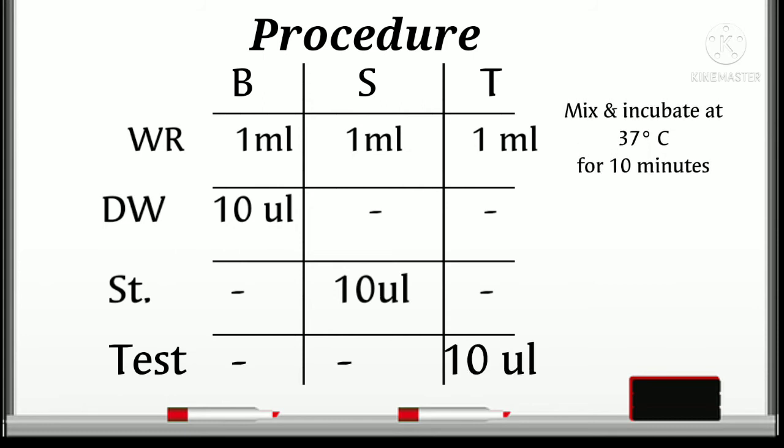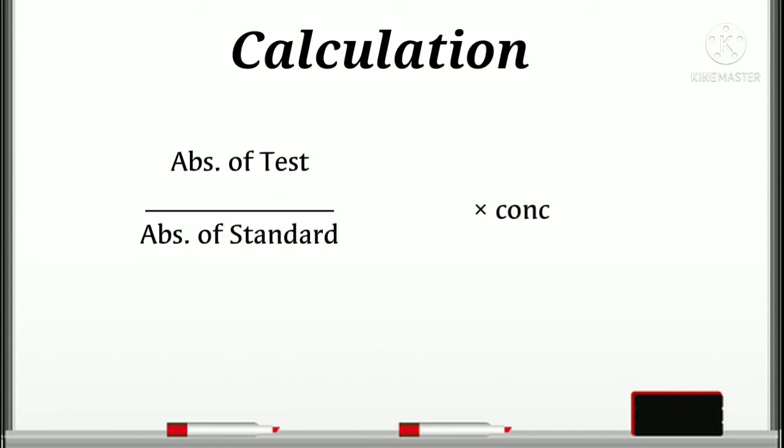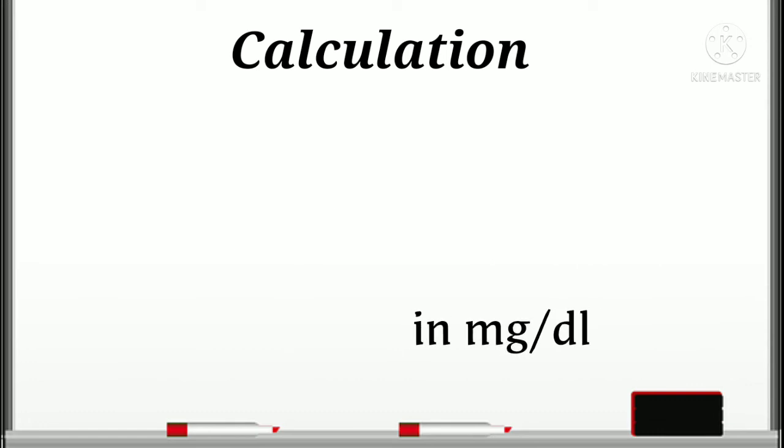Mix well and incubate at 37 degrees centigrade for 10 minutes. After the incubation, the optical density of the test is measured against the blank at 530 nanometer. Coming to the next point, calculation. Absorbance of test divided by absorbance of standard into concentration of standard in milligram per deciliter.